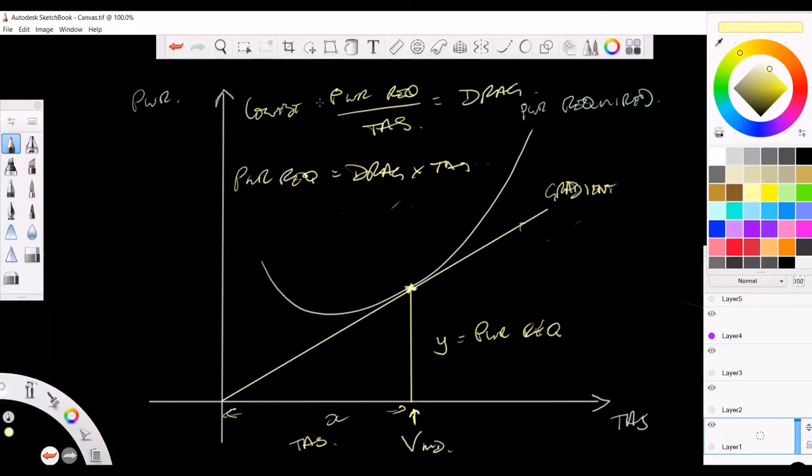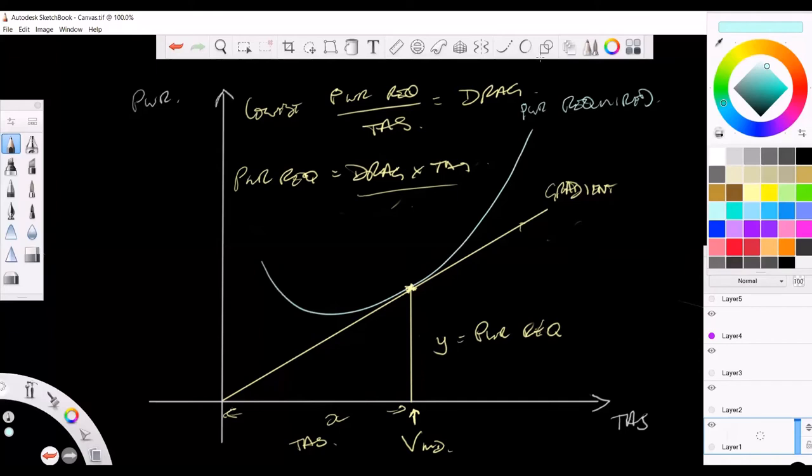It's because we're dividing the lowest power required over the TAS ratio. Power required is drag times TAS. So if we're dividing drag times TAS by TAS, we get drag. The other consequence of this, as you climb, and that's one of the points you need to know, is that you must know that the tangent to the power curve is the minimum drag point.